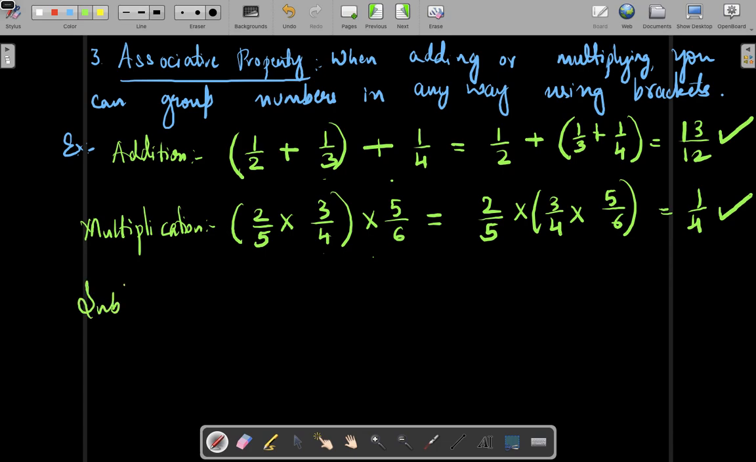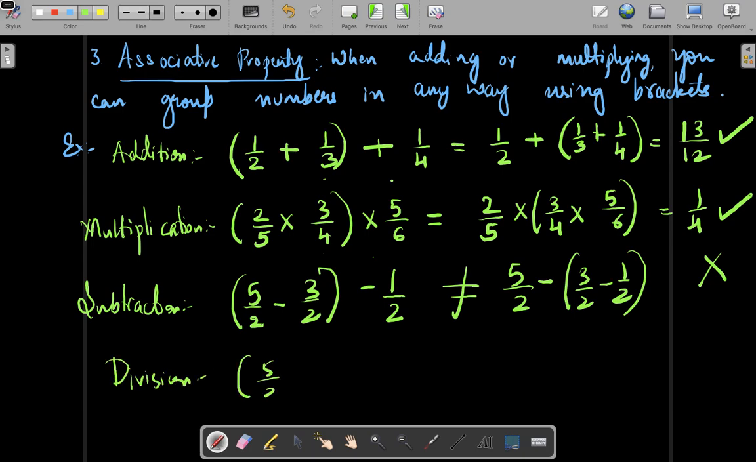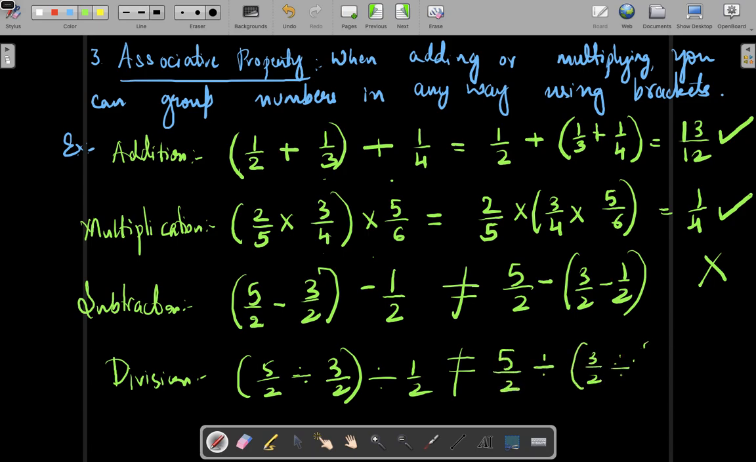What about subtraction? If you do (5/2 minus 3/2) minus 1/2, it won't be equal to 5/2 minus (3/2 minus 1/2). So it is not valid for subtraction. Again, it is not valid for division as well. 5/2 divided by 3/2 divided by 1/2 is not equal to 5/2 divided by (3/2 divided by 1/2).